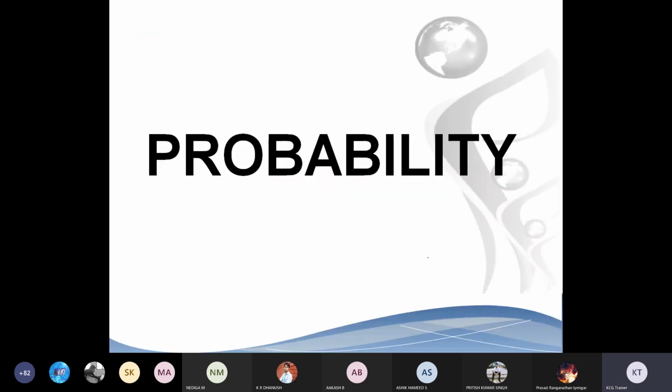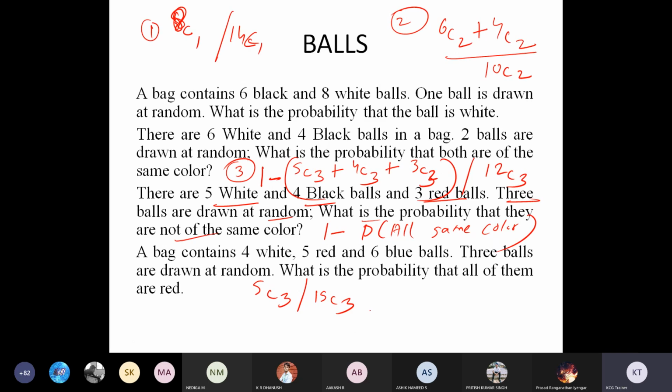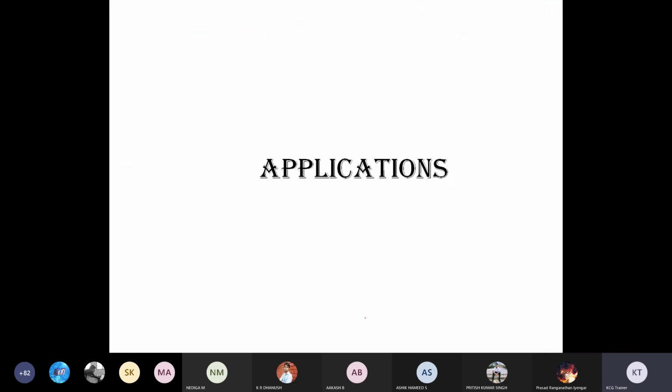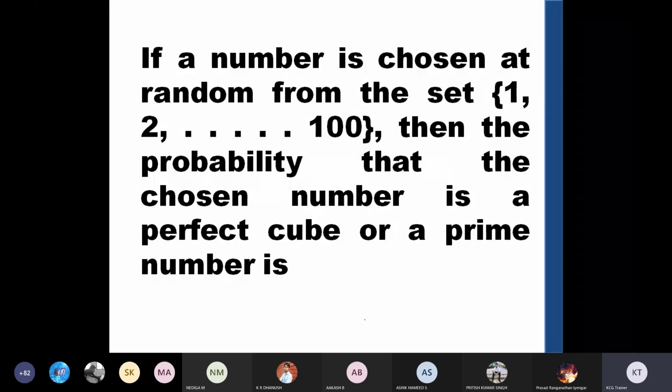Okay, the last topic in probability is applications. I'm giving you some questions. Please try to do by yourself, and whichever you can do, do it. The rest I will discuss in the next session. Please take down the screenshot of the questions. There are only 5 or 6 questions of applications. Take the screenshot of the first question. Please do it fast.